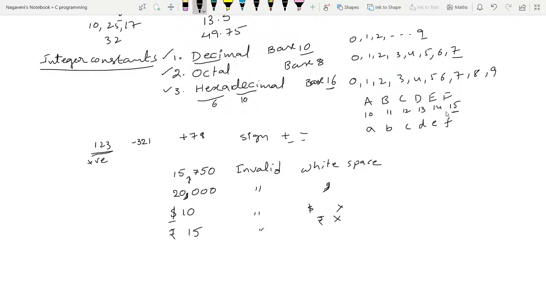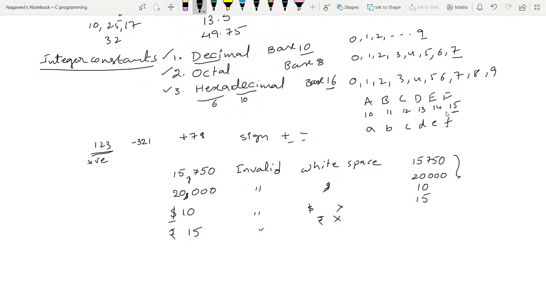What is a valid one? I only need to specify 15750 without white spaces, and 20000, so that I have to specify. 10 means I have to write it like this, otherwise it is invalid. So these are the proper ways of writing decimal numbers.